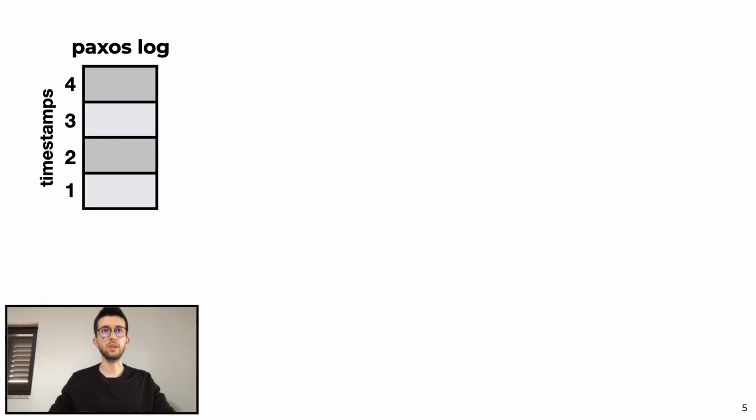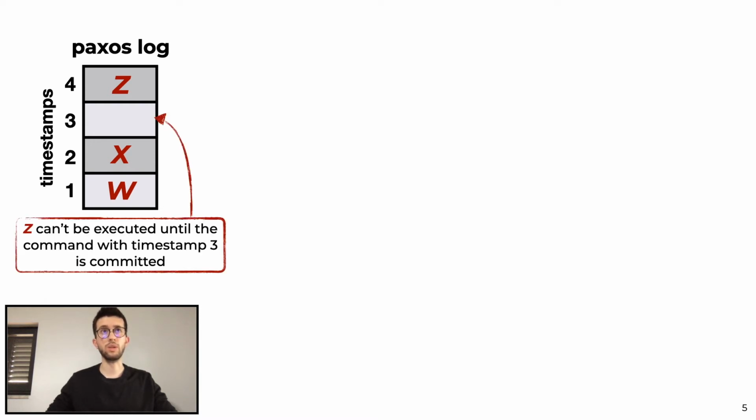One aspect we haven't discussed about Paxos is how commands are ordered at each replica. In Paxos, the leader assigns the timestamp to each command, and then commands are executed in this timestamp order. So if a replica sees command W committed with timestamp 1, it can execute it right away. Similarly, if it sees command X committed with timestamp 2, it can also execute it as it has already executed the command with timestamp 1, command W. However, if it sees command Z committed with timestamp 4, it can't execute it until it receives the command committed with timestamp 3.